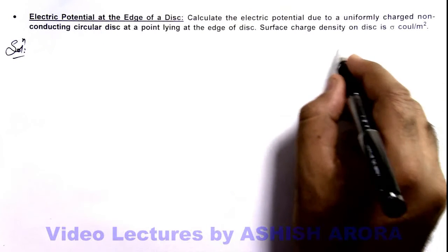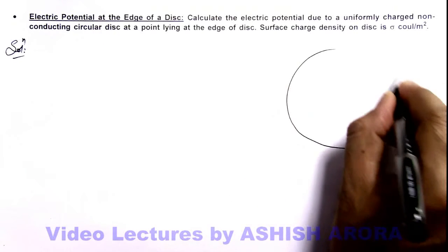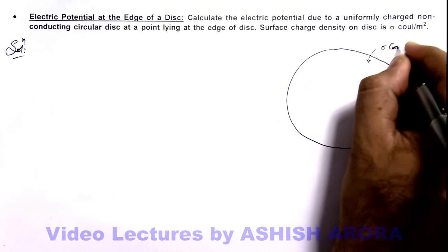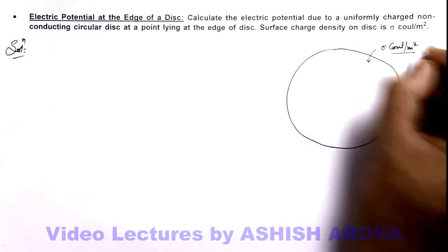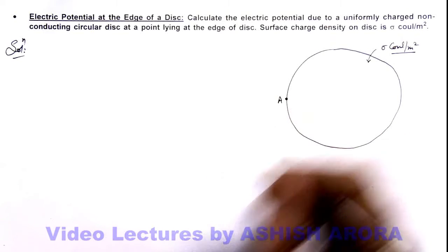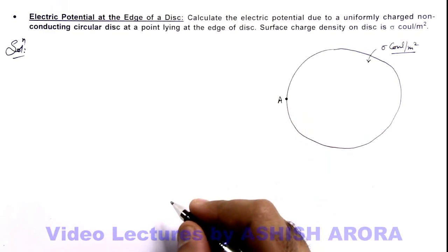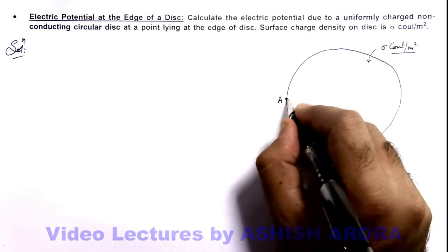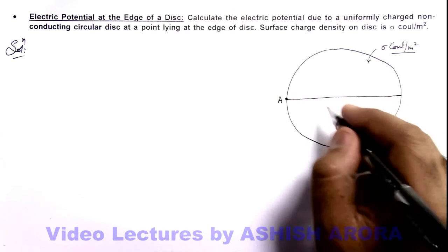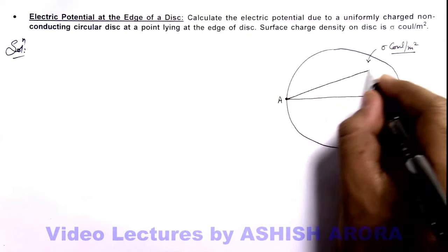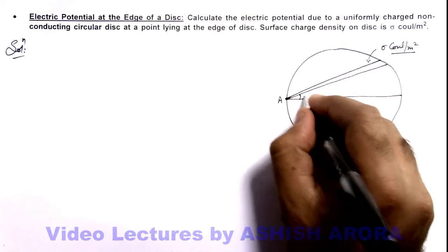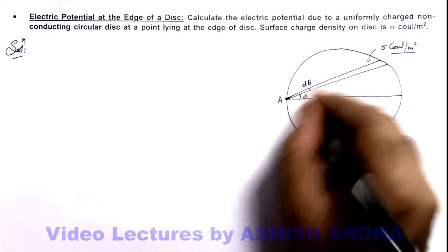Here, if we draw the picture, say this is the circular disk, on the surface it is completely charged at sigma coulomb per meter square. And we are required to find the electric potential at this point A. There are several ways to evaluate it. In one method, we can consider an elemental section at an angle theta which is of angular width d theta.